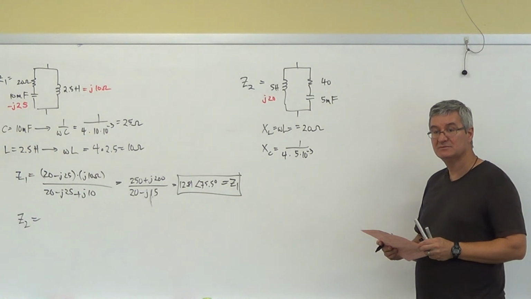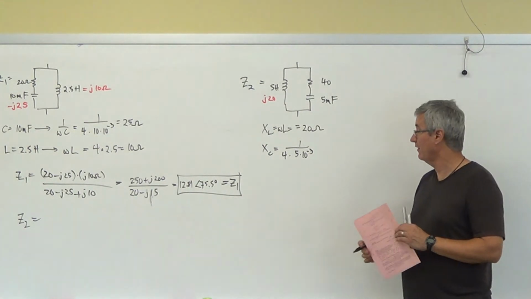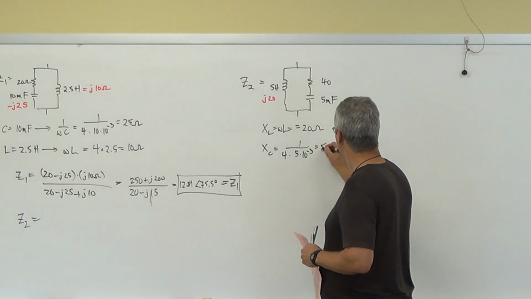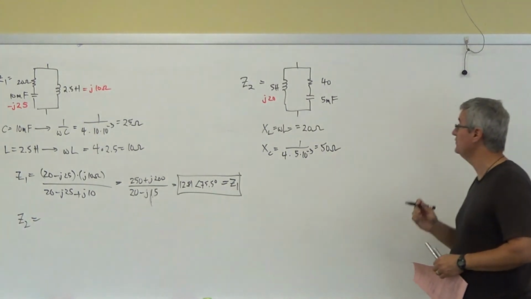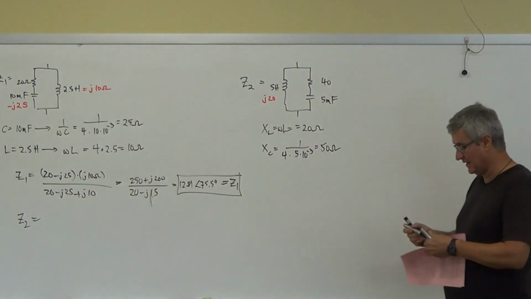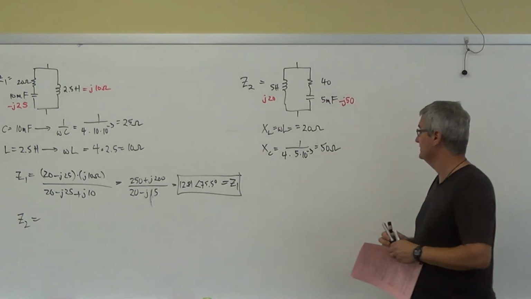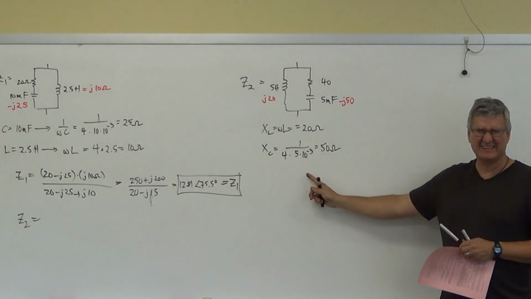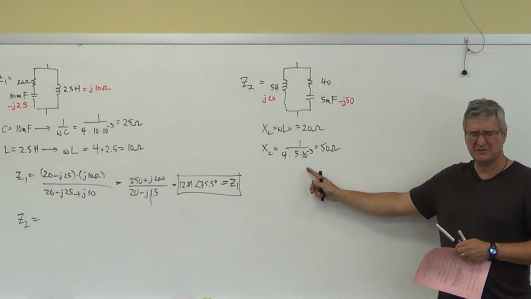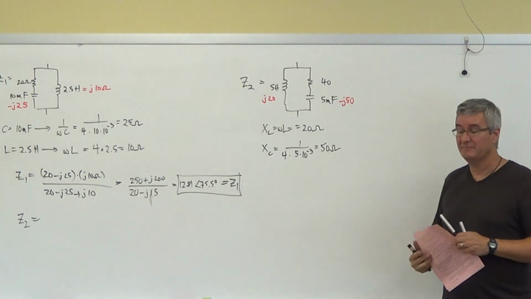I think so. Right? You're supposed to agree at this point. Okay, good. So now we're moving on here. We know that this guy has to be minus J50. Right? That is right, right? 1,000 divided by 20 has to be 50.